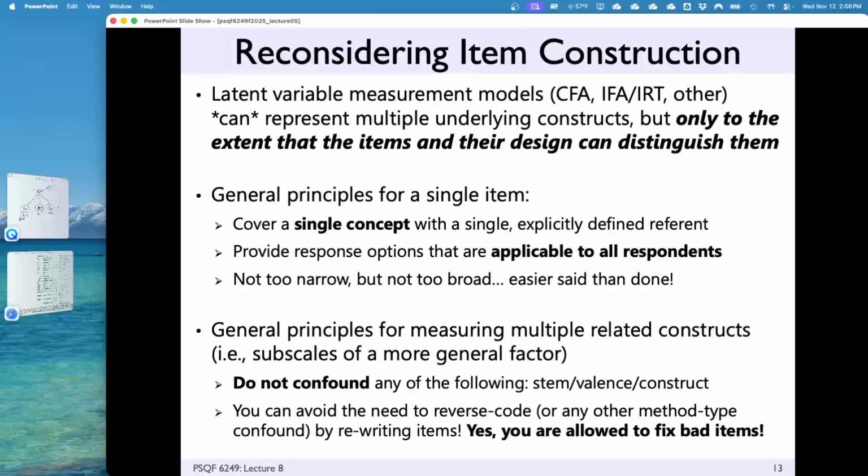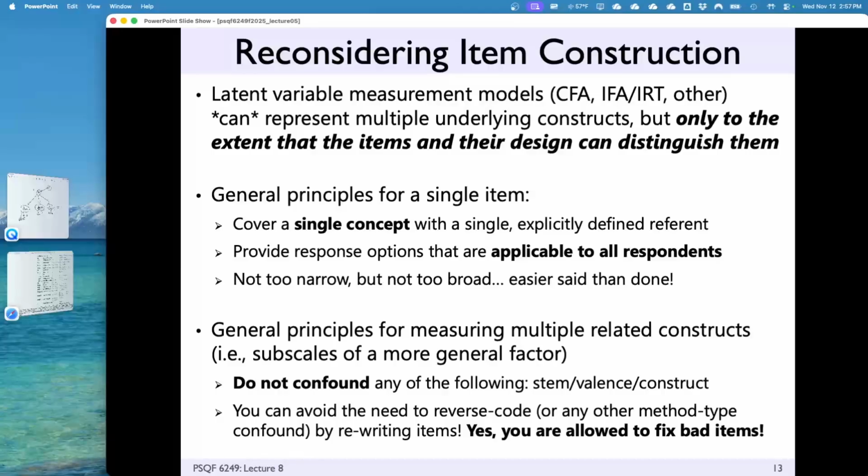Items should cover a single concept with a single explicitly defined referent. That is an old one. That's for the higher order ones. If you're in DCM world, you can get to much more of that. That's okay. You should provide response options that are applicable to all respondents. I was just filling out a survey the other day, and it was like, "Why are you leaving our service?" And why I left was never one of the options, and there was no other. I'm like, oh, I guess I'm not going to tell you, right? Anyway, items themselves don't want to be too narrowly defined, not too broad. It's very difficult.